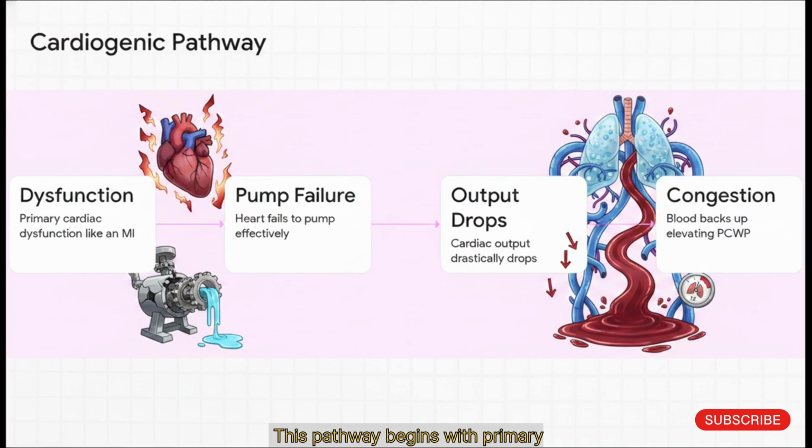This pathway begins with primary cardiac dysfunction. The classic textbook and real-world clinical example is a severe myocardial infarction, a massive heart attack. The myocardium is badly damaged, so the heart fails to pump effectively. Because the pump is broken, cardiac output drastically drops. For your exams, lock this hemodynamic marker in your brain: a cardiac index of less than 2.2 liters per minute per square meter. Because the forward flow is so weak, the blood backs up into the venous system. This causes pulmonary edema and an elevated pulmonary capillary wedge pressure, typically over 15 millimeters of mercury. Your patient is quite literally drowning in their own fluid because the pump has failed.